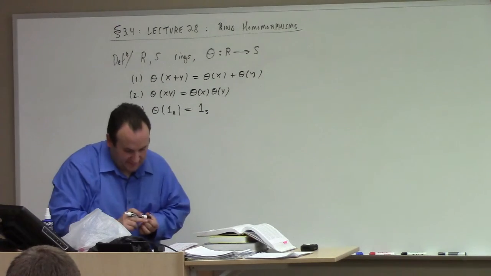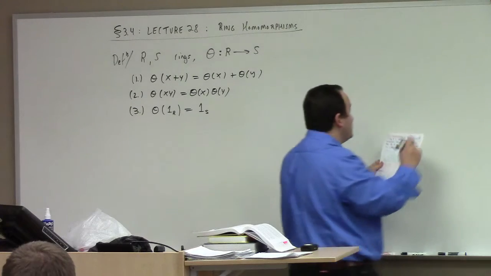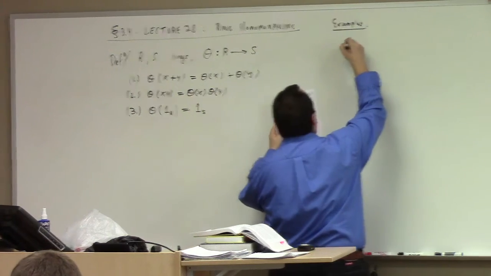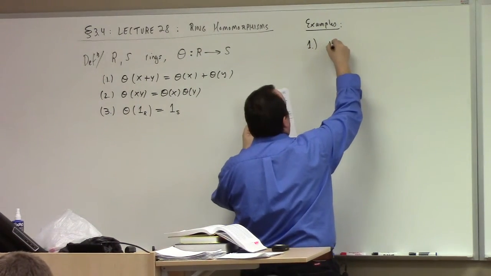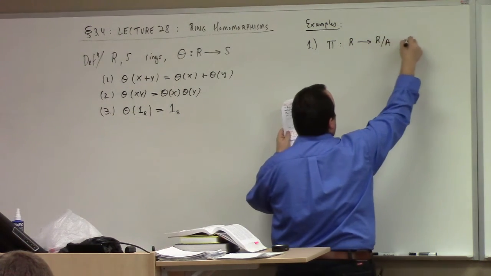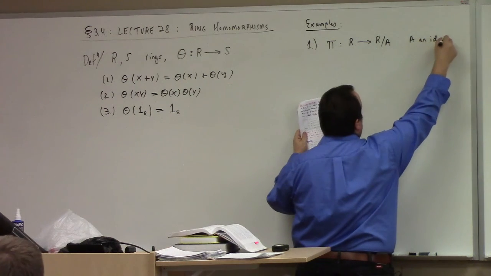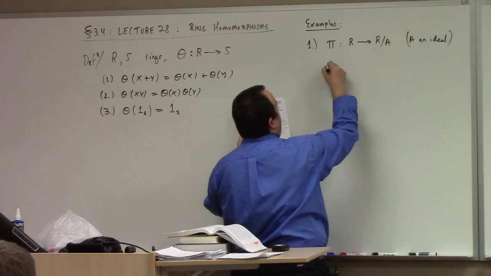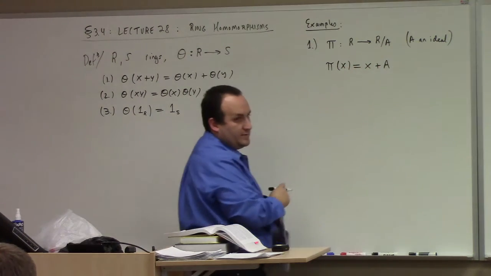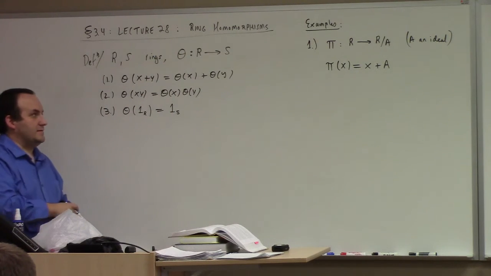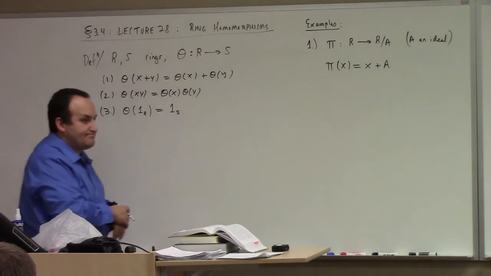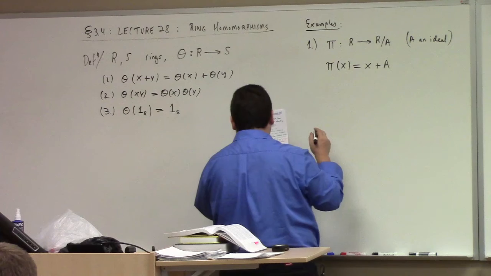So there are lots of examples of this. Let me just rattle off a couple for you. One, and this is probably important, we can look at pi, the coset map from R to R mod A, for A an ideal. And that would be pi of x equals x plus A. So the fact that that's a ring homomorphism is basically the definition of the factor ring. So that's a ring homomorphism.